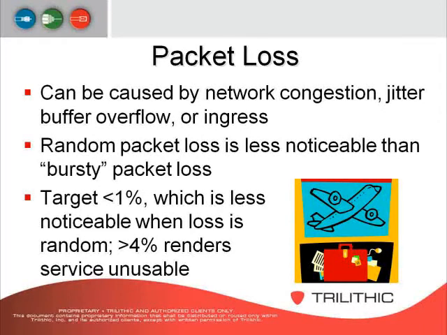Your target is less than 1%, which is less noticeable when loss is random. Remember, if loss is spread out, it's not going to be as noticeable. Once it gets to about 4%, it renders the service unusable. And remember, we looked at that graph. That graph depicted how the MOS score dropped off, and when packet loss got to 4%, it drops out to where the service is unusable.